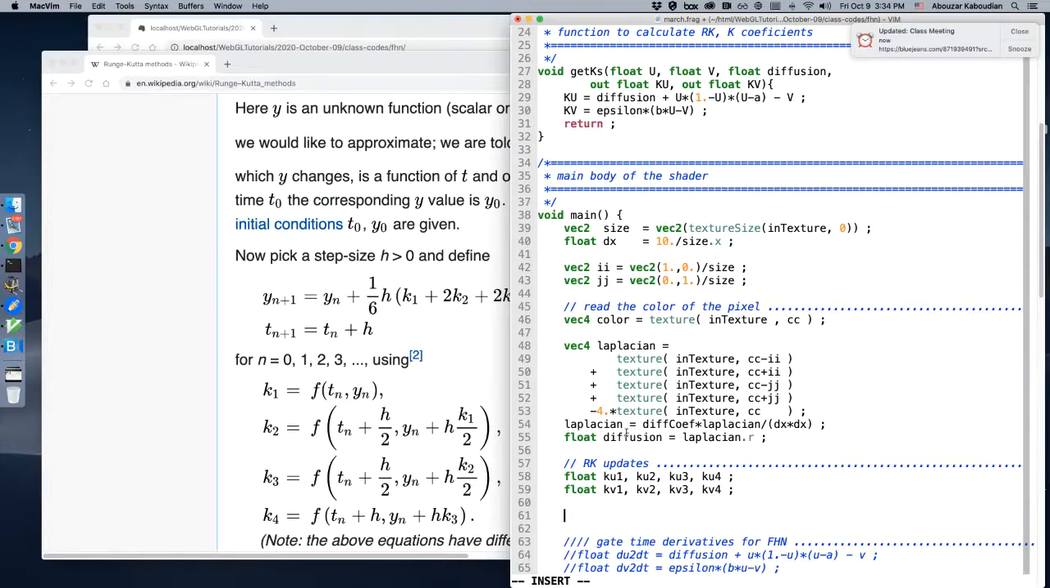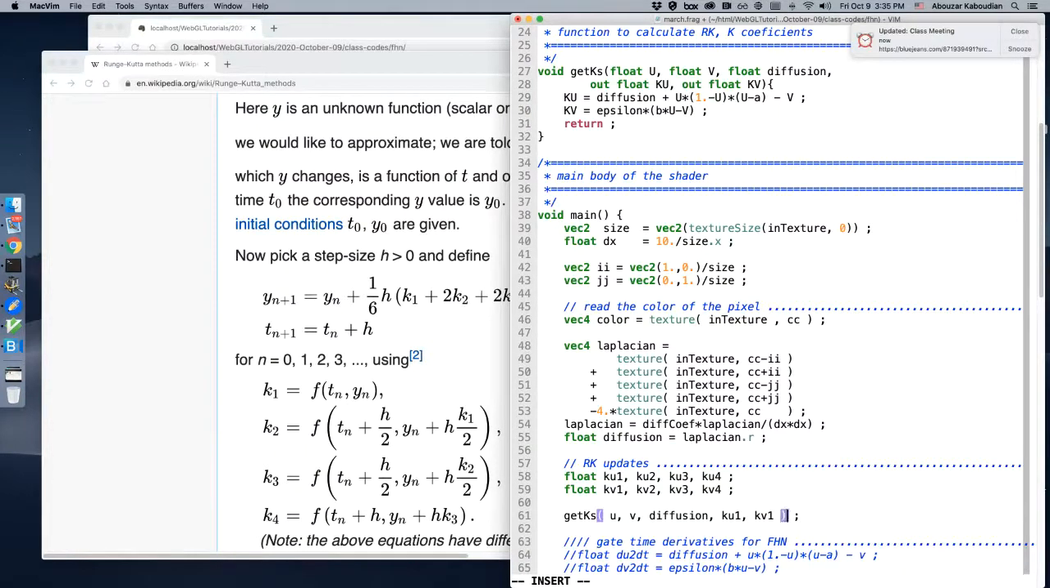And now we need to do the updates. So the first one is very simple. K1 is just passing the current variables that we have. So get K's of U, V. Now these are passed to the dummy variables and are replacing the dummy variables, along with diffusion. And then the outputs, KU1 and KV1, will be calculated.